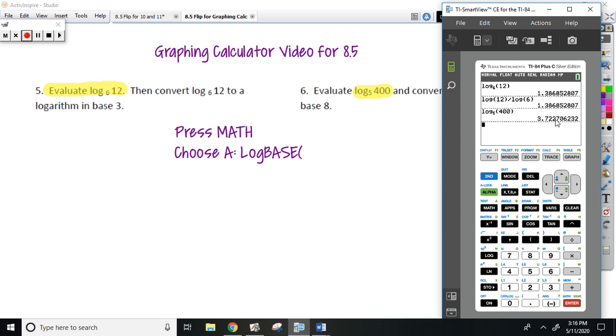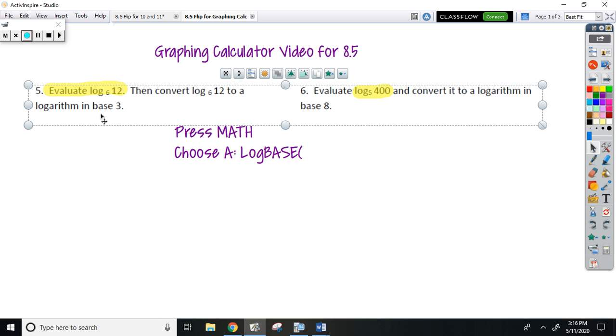You'll get this. If you don't like using that button or you don't have that button, just use your change of base formula: log of 400, close your parenthesis, divided by log of 5, and you'll get that answer. But I wanted to show that, especially for those with the newer calculators. That is a super useful tip. And then, of course, I showed how to convert it in the other video.